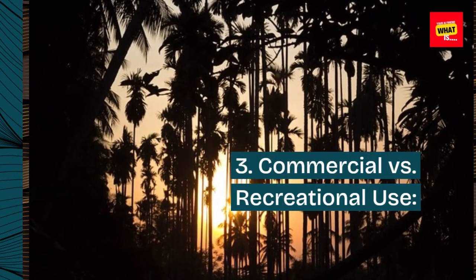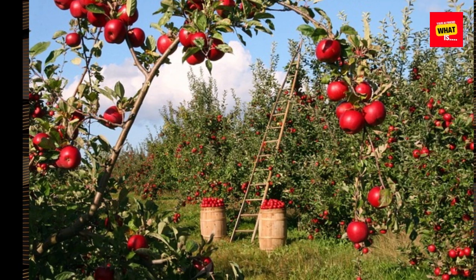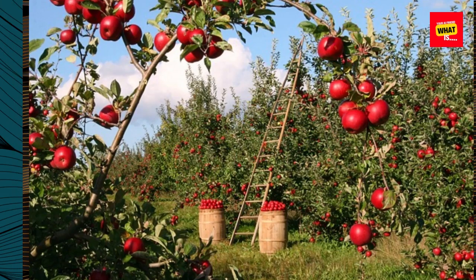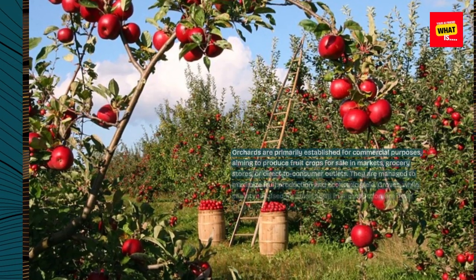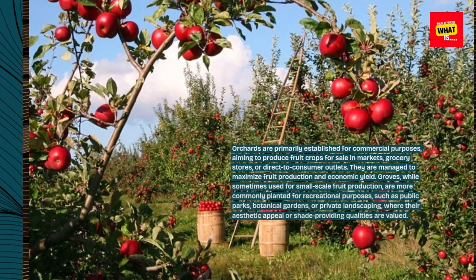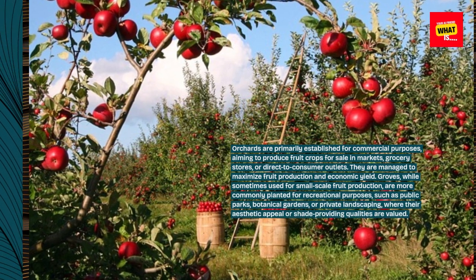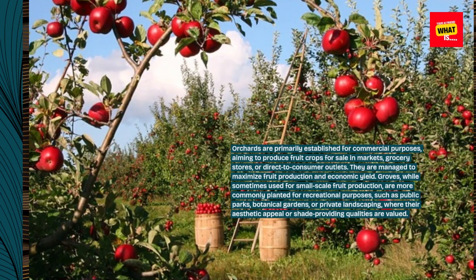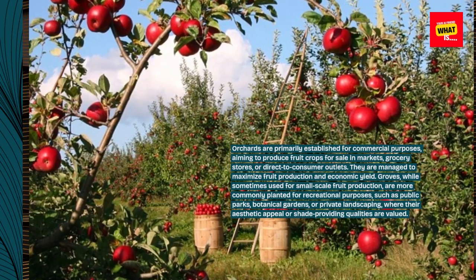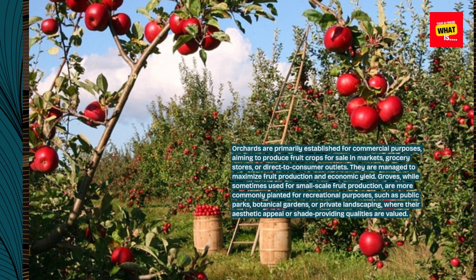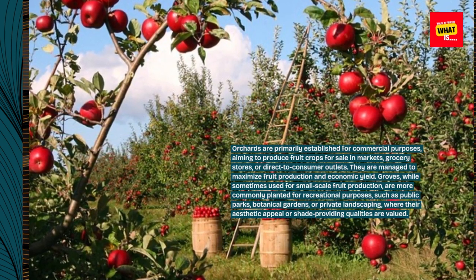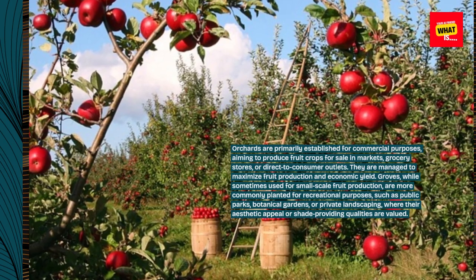3. Commercial versus recreational use. Orchards are primarily established for commercial purposes, aiming to produce fruit crops for sale in markets, grocery stores, or direct-to-consumer outlets. They are managed to maximize fruit production and economic yield. Groves, while sometimes used for small-scale fruit production, are more commonly planted for recreational purposes, such as public parks, botanical gardens, or private landscaping, where their aesthetic appeal or shade-providing qualities are valued.